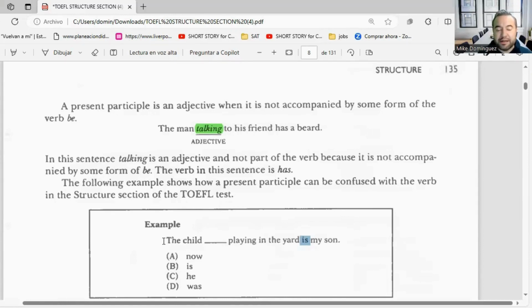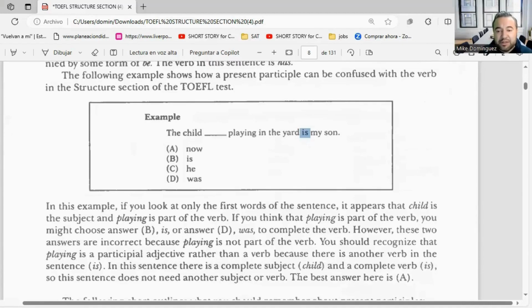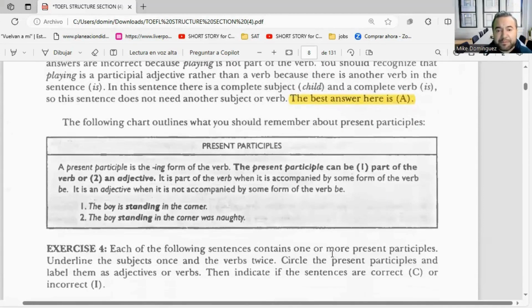So you have a subject, the child now playing. This is the adjective describing the subject. Because as I told you at the beginning of the course, sometimes the subject can be complex, elaborate with so many adjectives. So in this case, an adjective is accompanying the subject. Now is the best answer. So letter A, the best answer here is letter A. Congratulations. Very good.